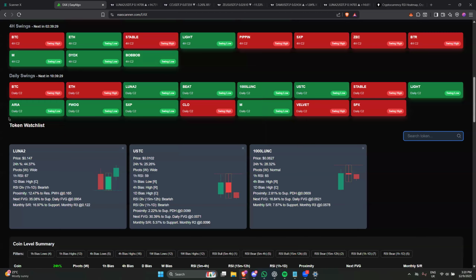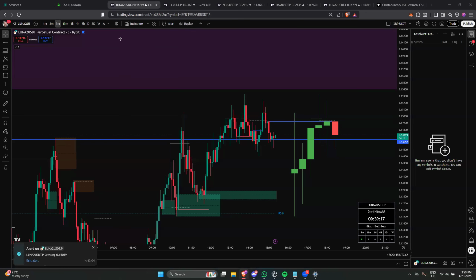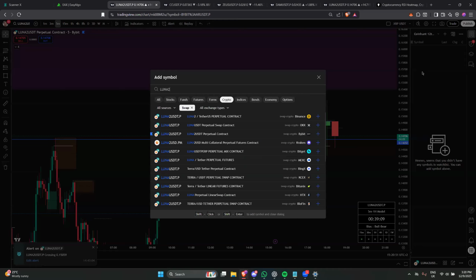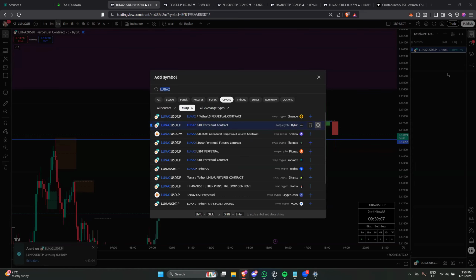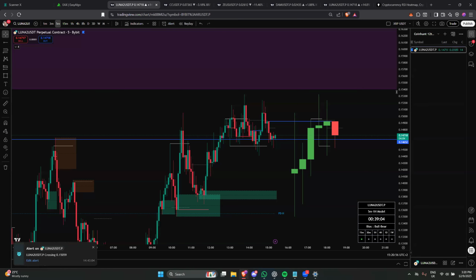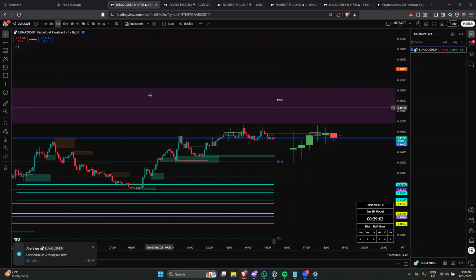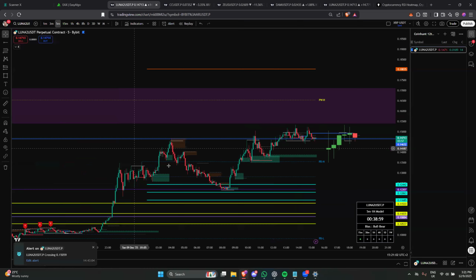Okay. So just for me today, that's kind of how I wanted to use it. And again, you can look for any criteria that you want. It's really up to you and how you trade. So I'm going to go ahead and say, let's put Luna and Luna 2. And there we go. Look at how it automatically marked it.